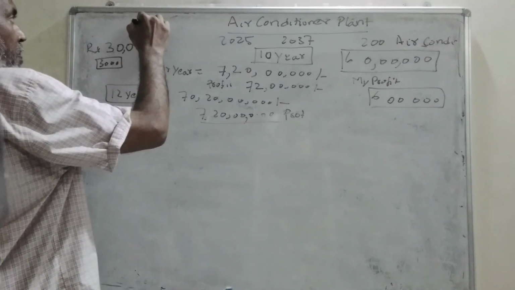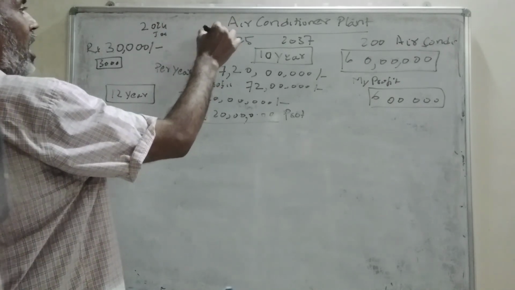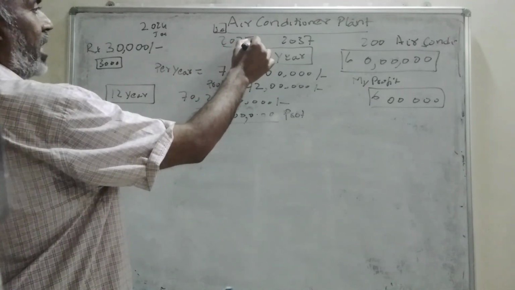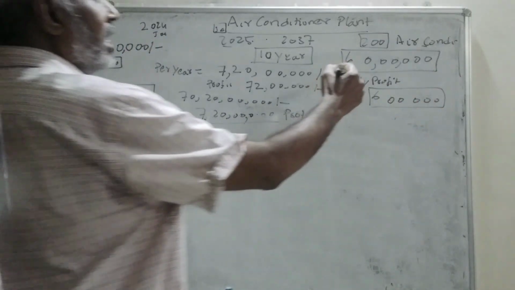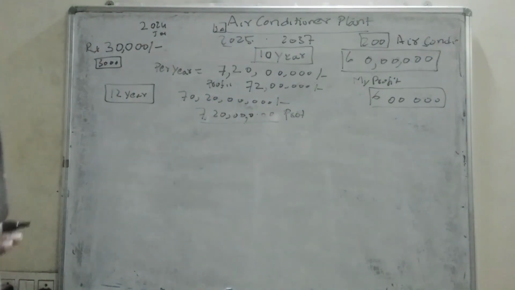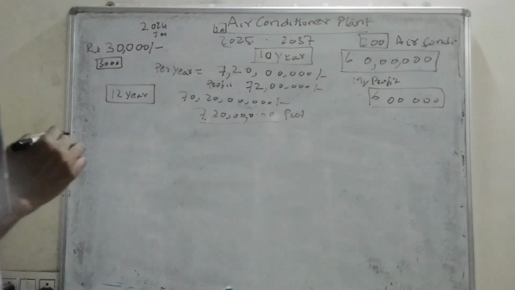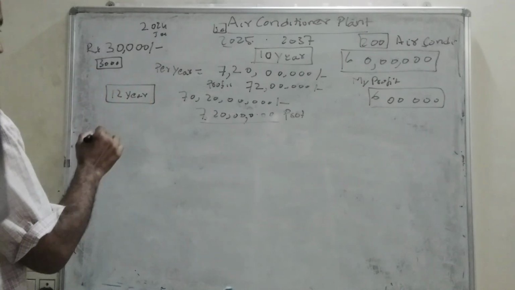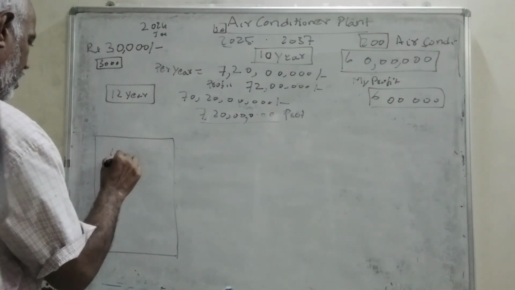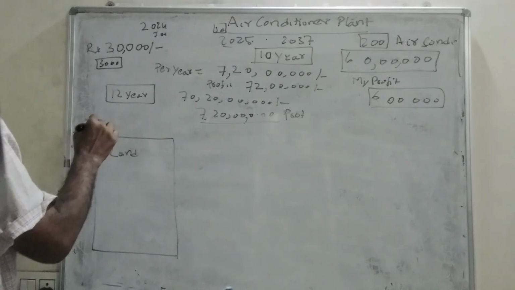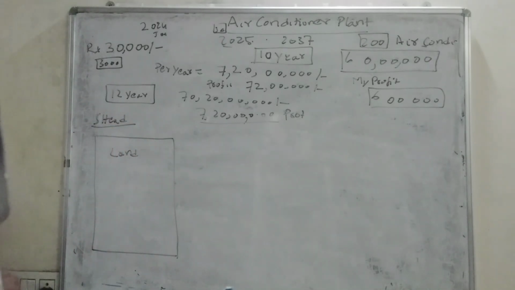Now, my planning of the unit is from 2024 January to 2025. That means I have to start manufacturing in 2025 January. By the end of January, I have to sell 20 air conditioners and I have to get 60 lakh rupees as returns in the finance department. Now, what do I have to do in this 1 year? I have to purchase a land. I have to arrange a shed for manufacturing. Land with shed.